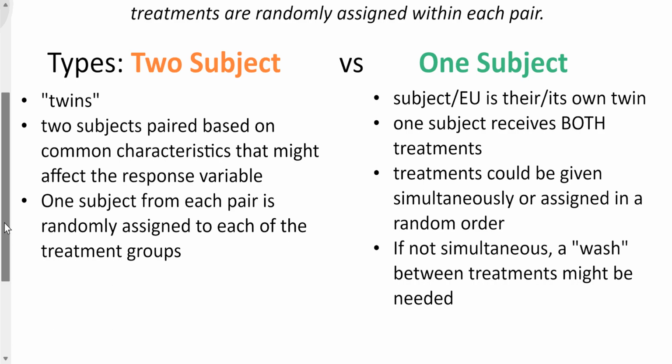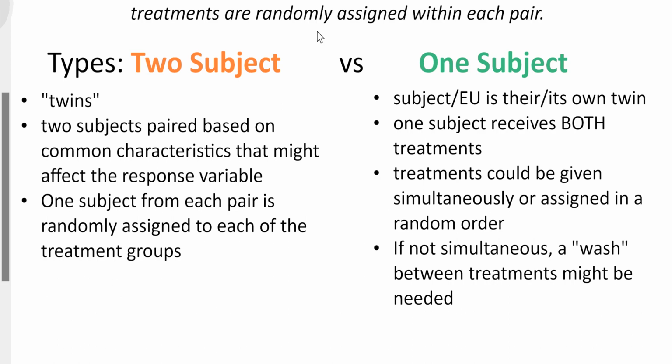1 subject from each pair is randomly assigned to each of the treatment groups. Okay? So let's just say the first one is assigned to one treatment group, the other one's assigned to the other. Now, 1 subject is also allowed. So in matched pairs, you can do 1 person or 1 thing, but it's going to be their own twin. And there's different ways you can do it. So 1 subject receives both the treatments.